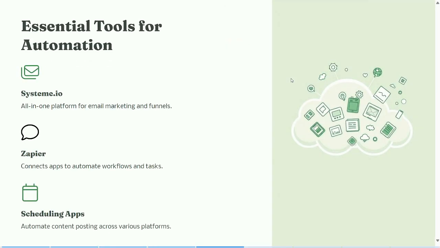Essential tools you can use. System.io, that is the one I use. All in one platform, email marketing, funnels and all. Zapier, I've not used Zapier before, but I heard it connects apps and automates workflows and tasks. Scheduling apps. What I use is system.io, which is what I can speak for, and I think that's what we've done a practical on.